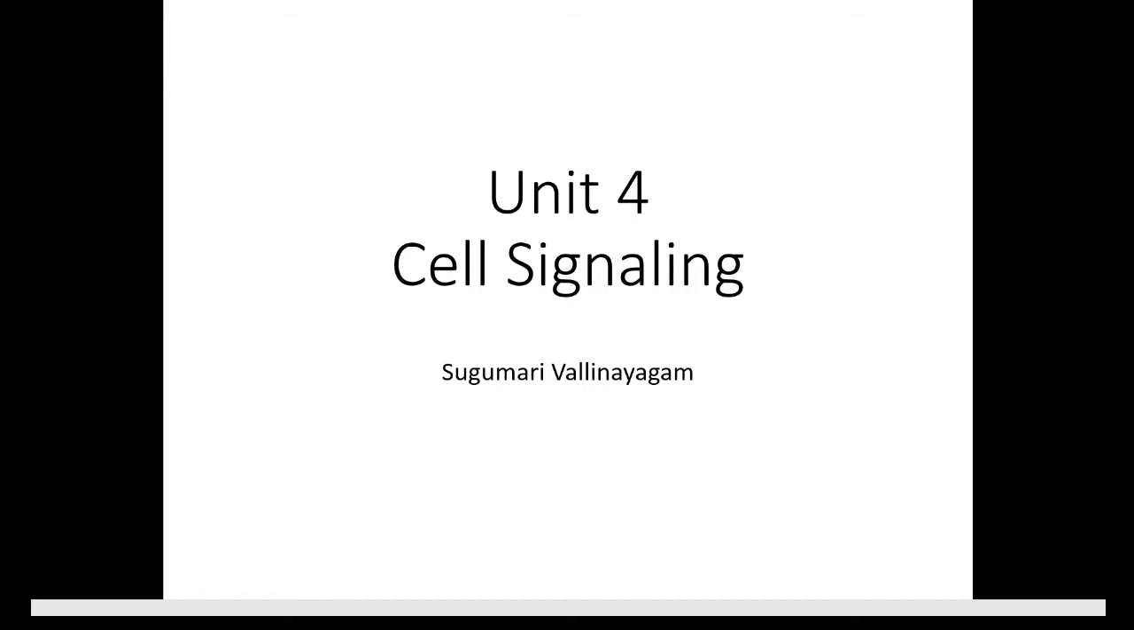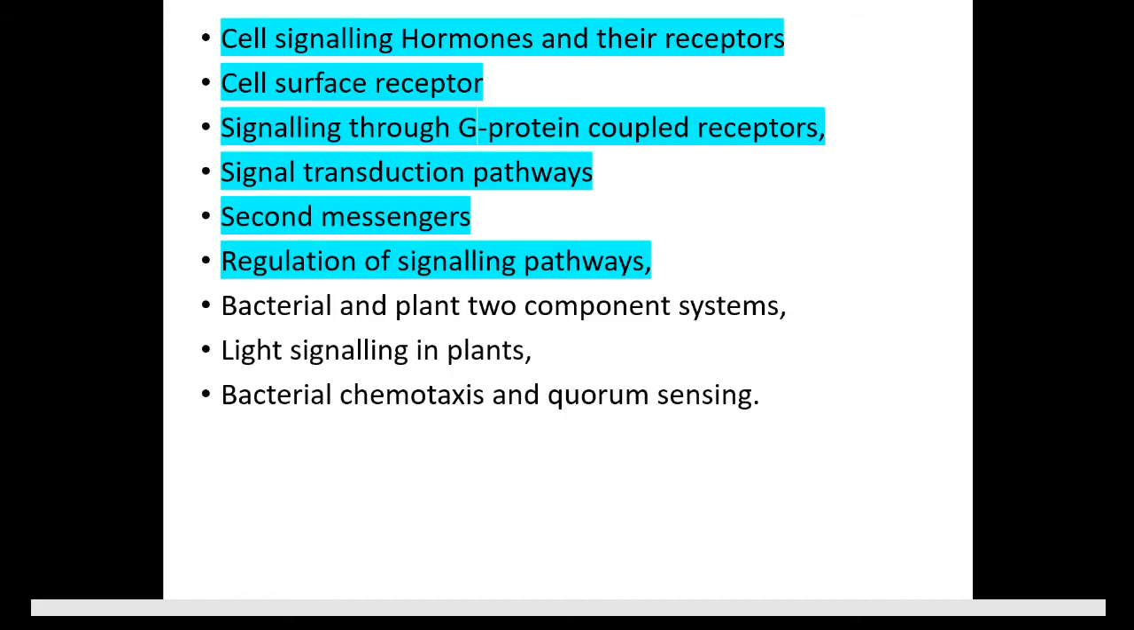Now I am entering our topic. Every cell communicates with signals, right? As per the signals, now we are in Unit 4 Part B. We are going to discuss cell signaling hormones. Which hormones are responsible, and which receptors those hormones bind to, is the first topic. Receptors have different types. One is the cell surface receptor, another is the cytoplasmic receptor.